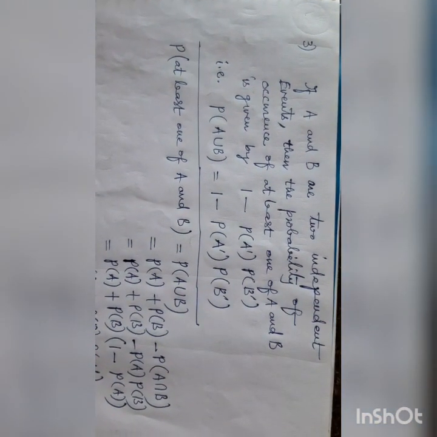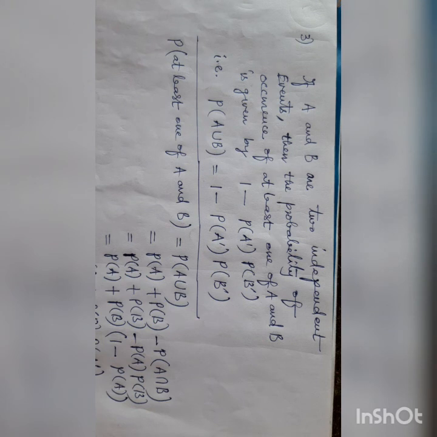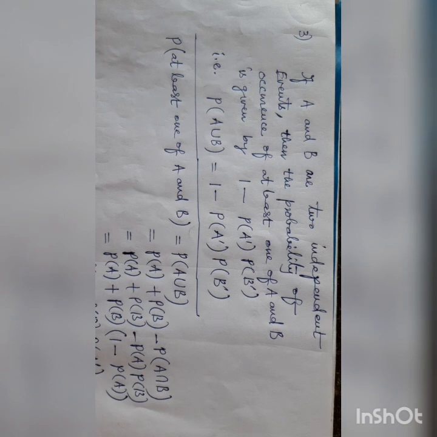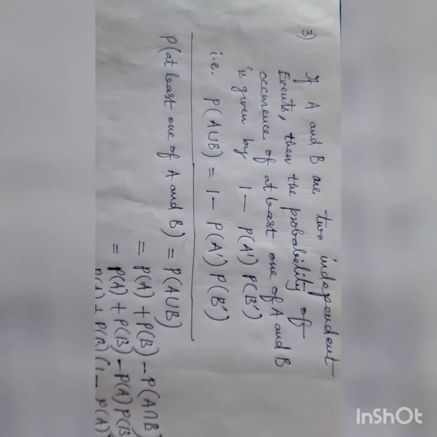Please observe, this rule may be useful for you for the competitive exams. If A and B are two independent events, then the probability of occurrence of at least one of A and B is given by 1 minus P of A dash into P of B dash. This is a very good result.